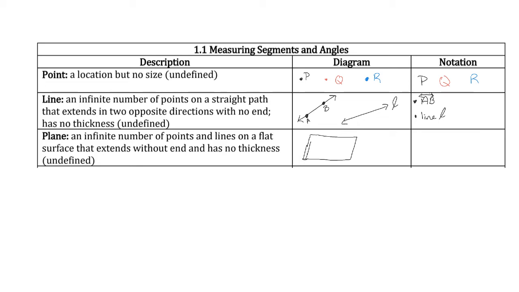And now, how do we label it? Well, we label it with either 3 points, so P, Q, R. So this could be plane PQR, or we can label it with a lowercase letter, so plane M. Again, these are just what you'll see, or how you can notate a point, line, or plane. So we're going to move on to the next set of descriptions.